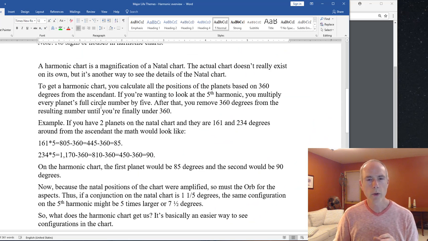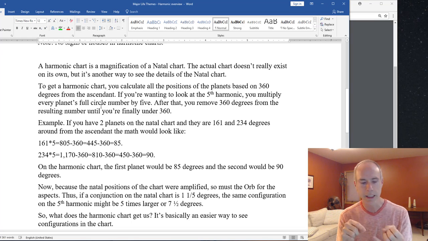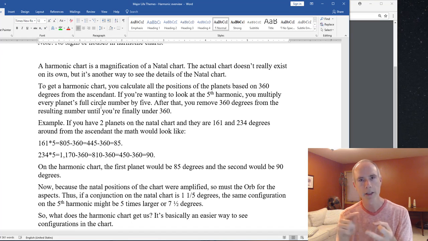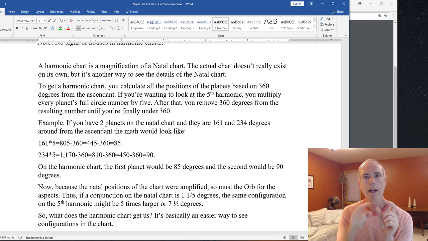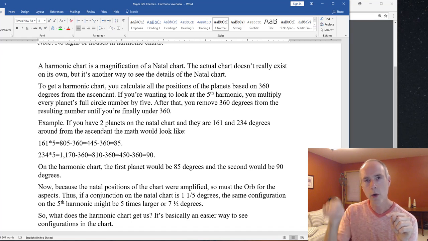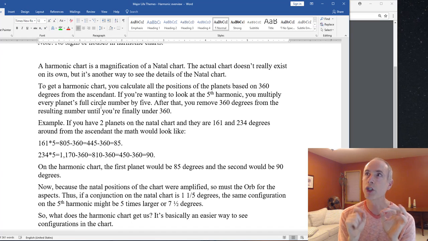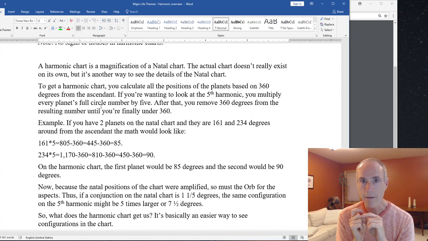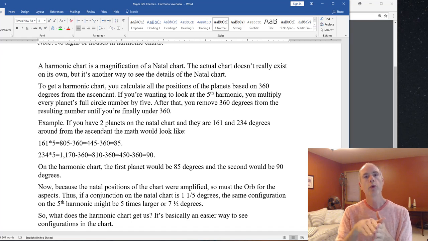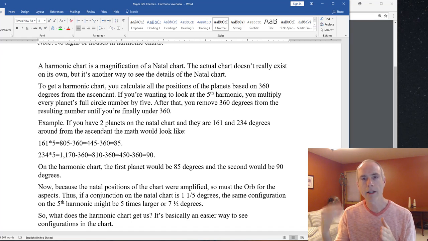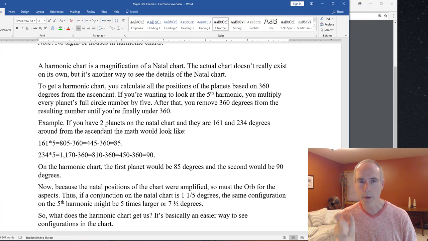We already see in the chart, it's easy to see the opposition, the trine, the squares, all the software programs show you that. But what about the fifth? If you want to get to the fifth, you take the degree location relative to 360, you multiply by 5, and then you remove 360s from that number until you get a number that's under 360. And so you do that with all the planets.